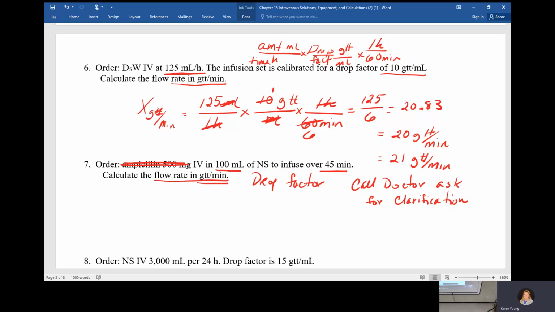Doctors don't always have bedside manner. So don't ever demand something from the doctor. Call and ask nicely. Okay. That's just my word of caution for y'all. So we're going to call the doctor, ask for clarification.